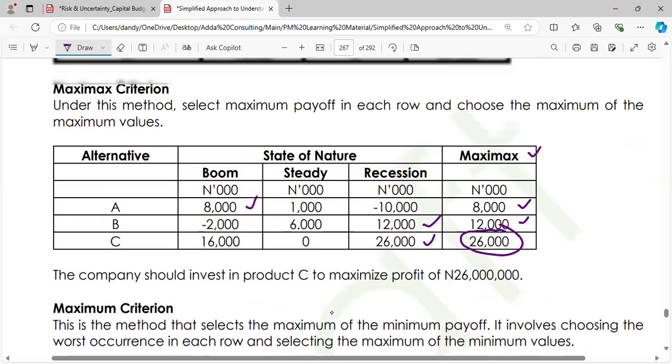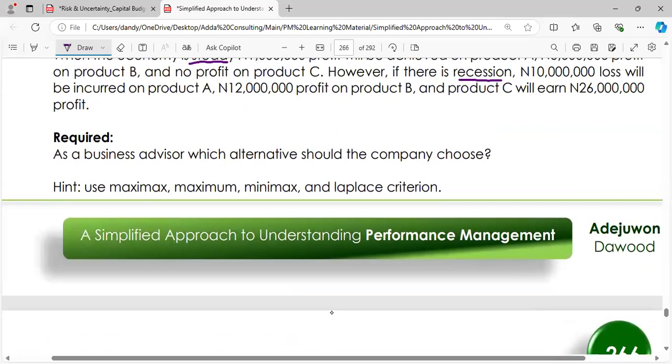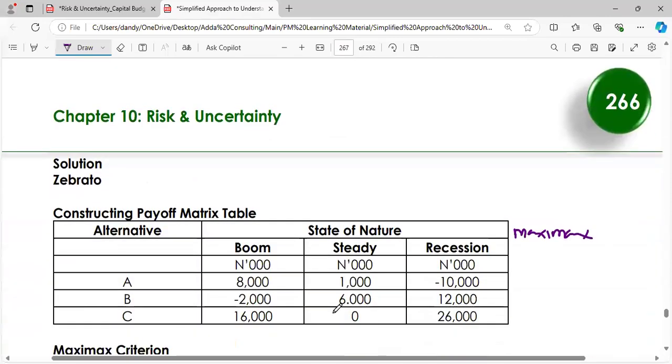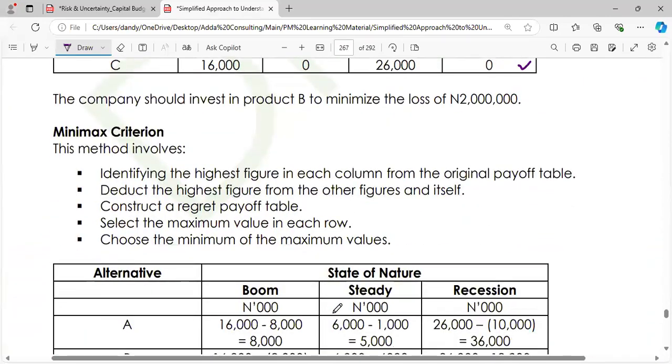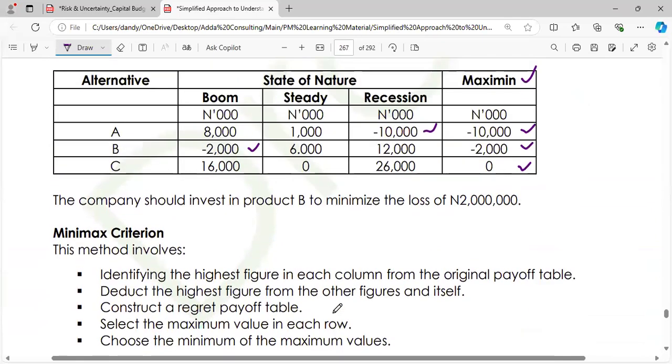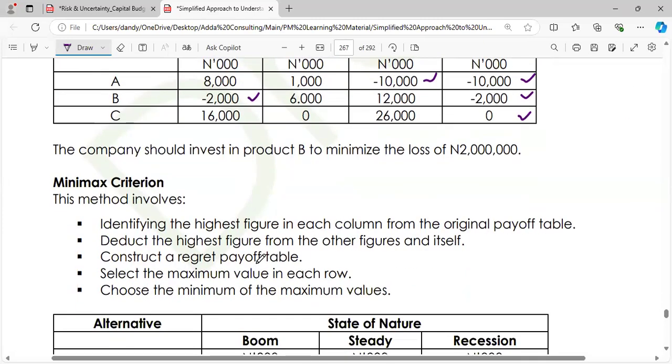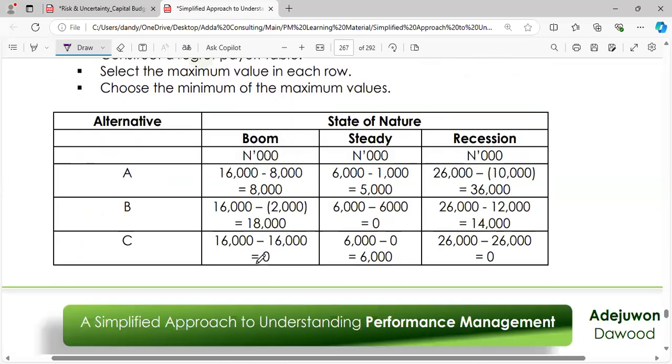The next one is Savage Regret, Minimax. Under Minimax, there are 4 procedures you are supposed to carry out. The first procedure is to identify the highest value in each column and deduct the highest value from itself and other figures in the column. Then step 2, you construct a new regret table. Then step 3, you select the maximum of each row. Then you select the minimum of the maximum value that you have selected. That's what you need to do.